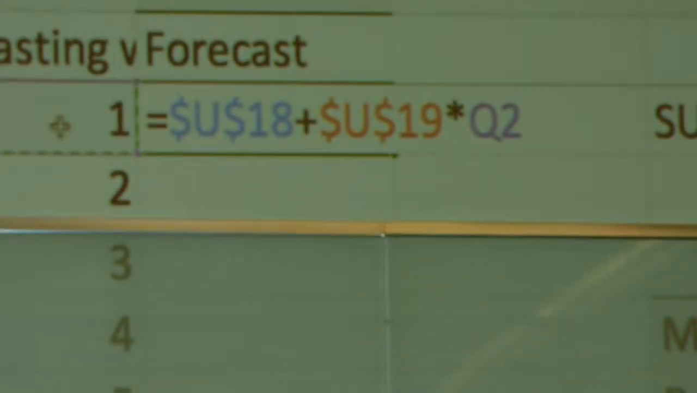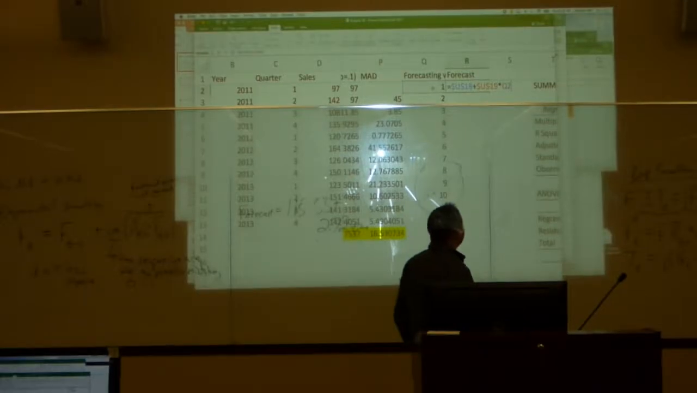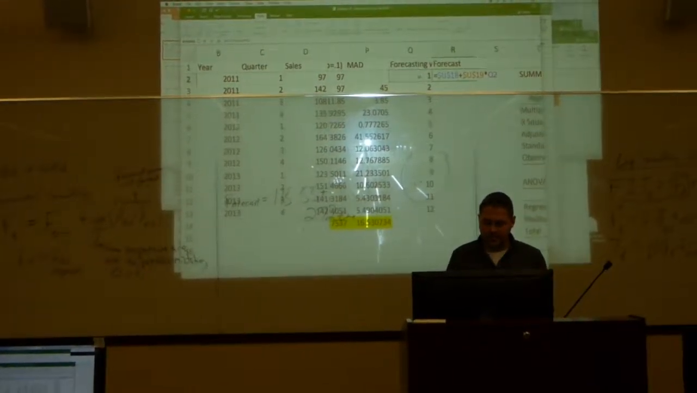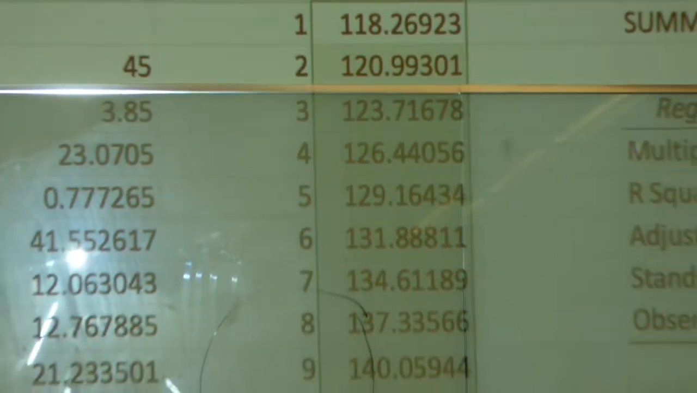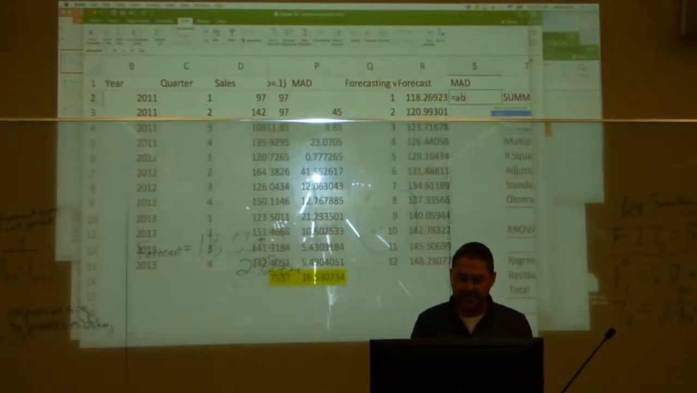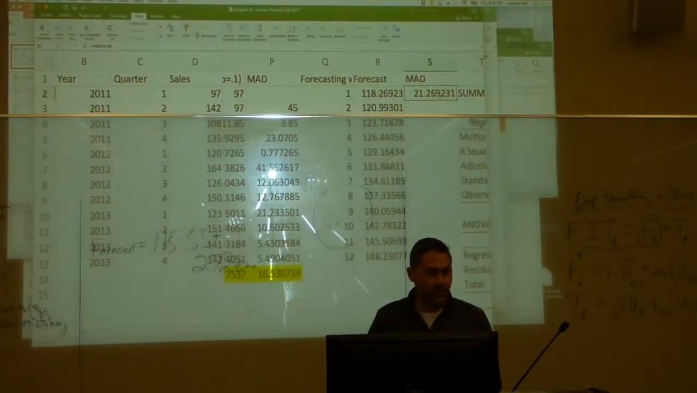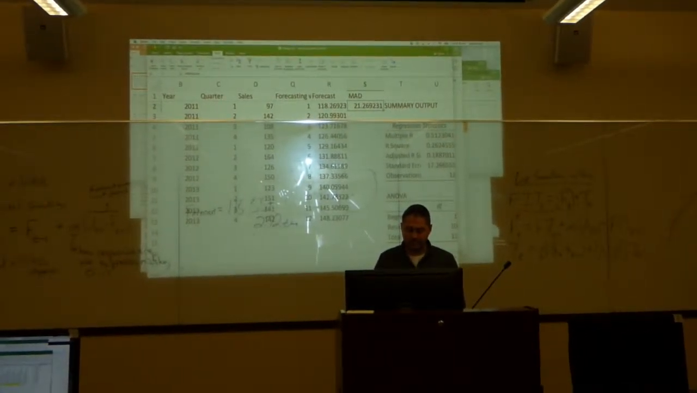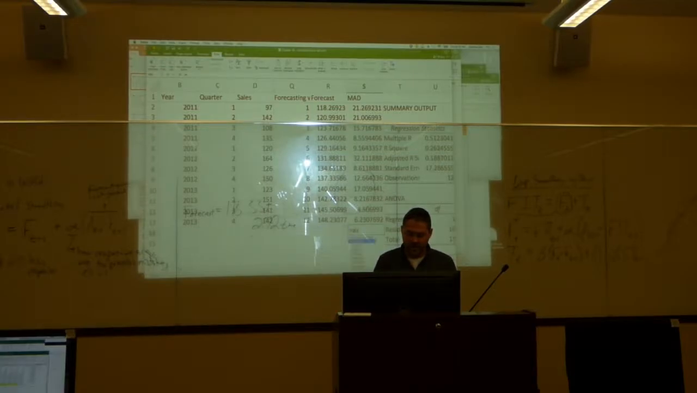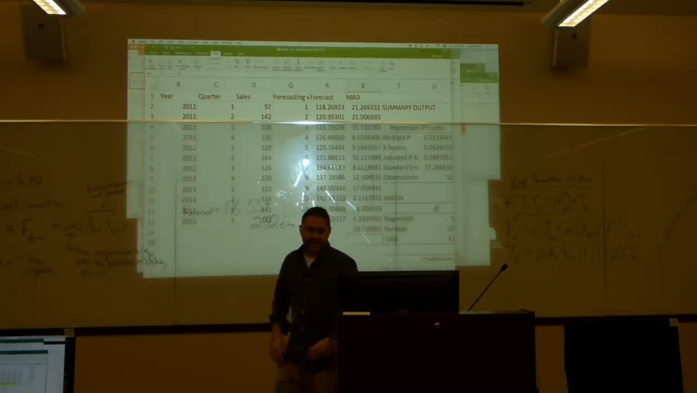Then I can copy and paste it and get my MAD. Times the Q1. Okay. Very good. Okay. 118. I can copy that down because I anchored it, and then I can get my MAD equals the absolute value of what actually happened minus what my forecast was. I was off by 21 in the first period. Copy and paste that down. Get my equals average, and I'll come around and help out. My MAD is 13.7599.